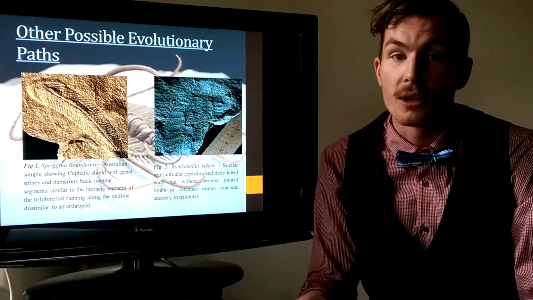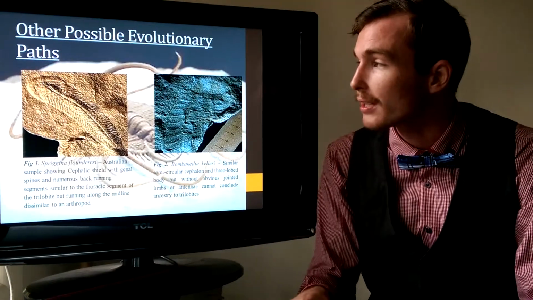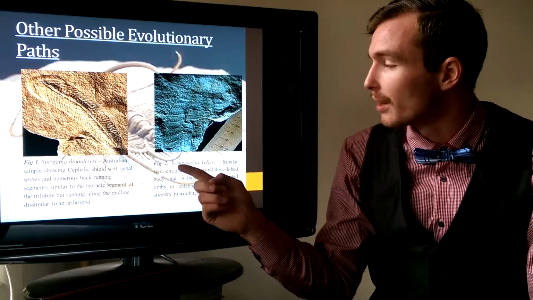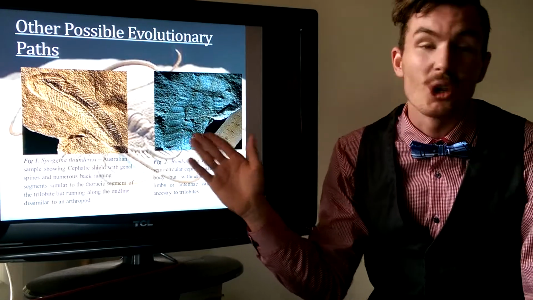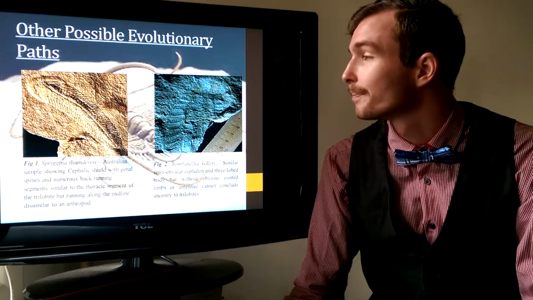Okay, there were some other possible evolutionary paths as well, which are still being debated, like the Spriggina floundersi, but the downward line of the truncated branches, and also Bomakellia having no jointed limbs, turns us away from it being an arthropod species.